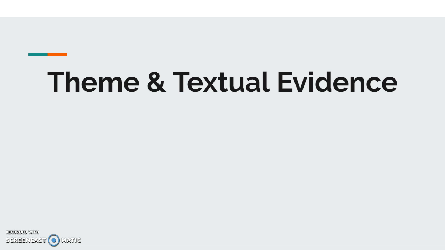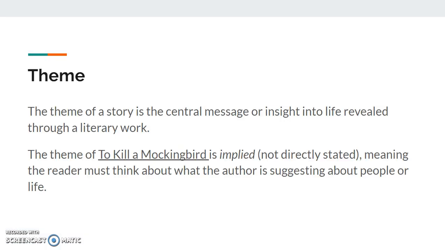So today we're going to be talking about themes and textual evidence. So the first thing you need to know is that the theme of a story is the central message or some insight into life that's revealed through literature. The hard part is that the theme of To Kill a Mockingbird is implied. It's not directly stated. Harper Lee never says, "This is what I wanted you to learn from this book." So we need to think about what the characters are going through and learn from their experiences without anyone telling us what to look for. So today we're going to talk about how to find the theme in a piece of literature.